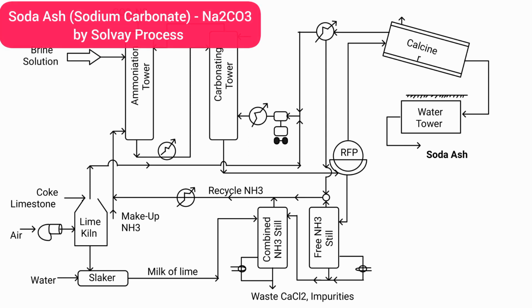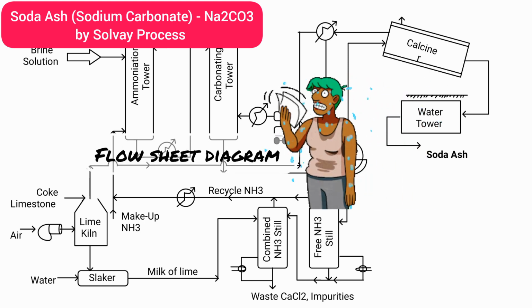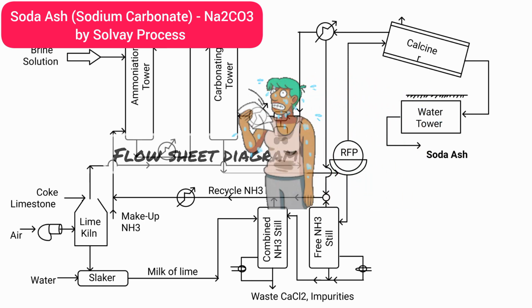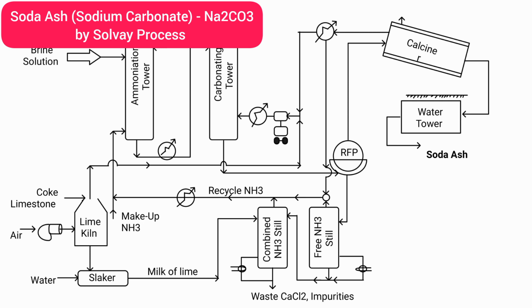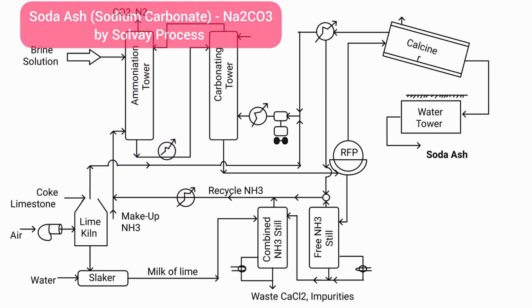Today's topic is the Solvay process for the manufacture of soda ash. In this video, we will explore the flow sheet diagram to understand how the Solvay process is used to produce sodium carbonate in the industry. We will cover various aspects of the process, so let's get started.